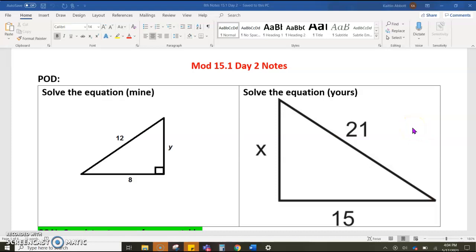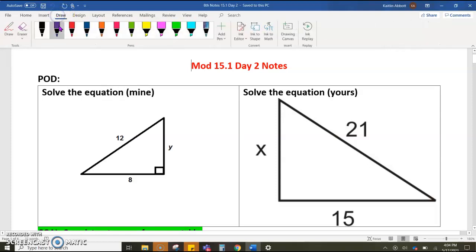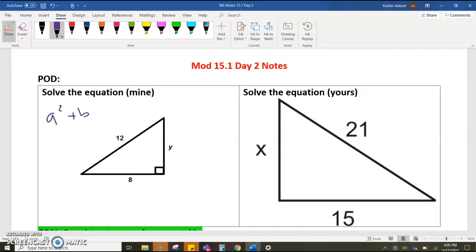Welcome back to more examples. Here is 15.1 day 2 notes. So again, practicing our Pythagorean theorem. We need a squared plus b squared equals c squared.